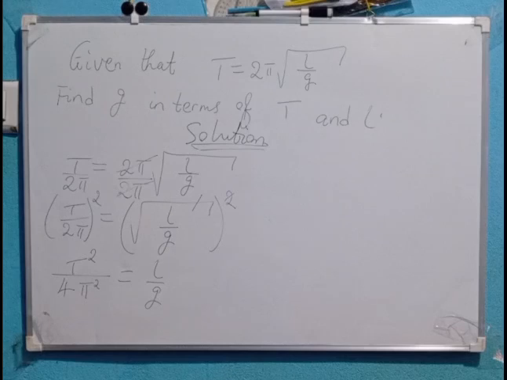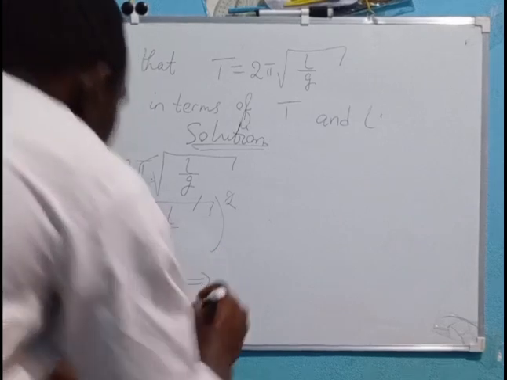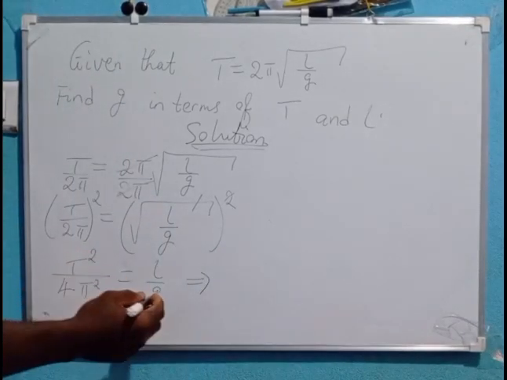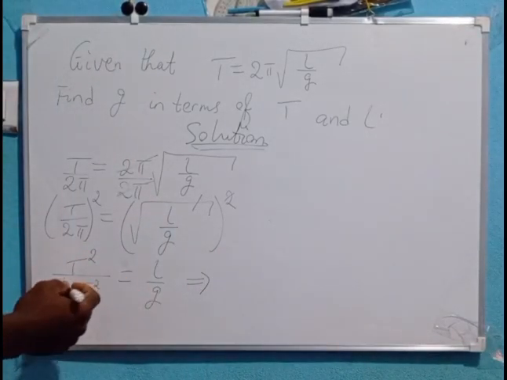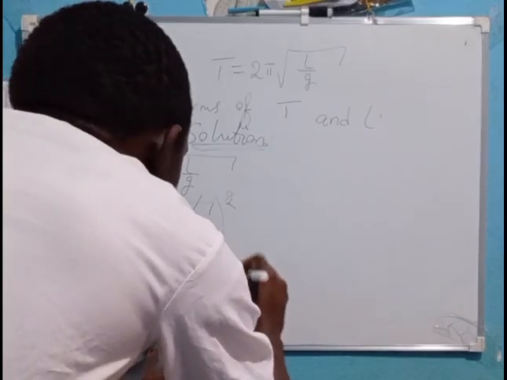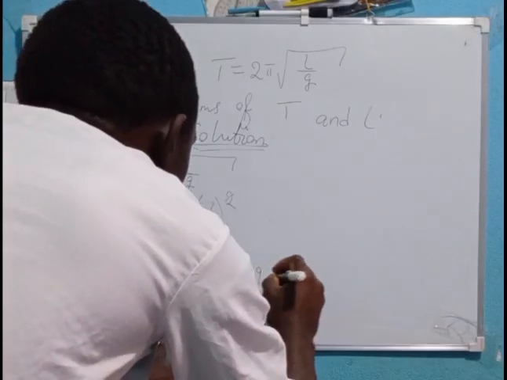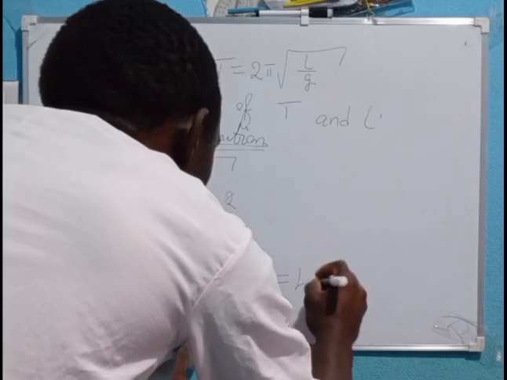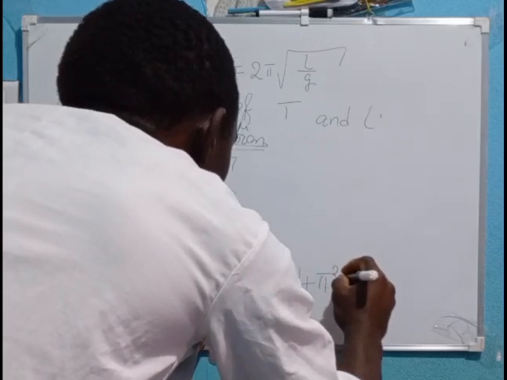At this stage, we are going to perform cross multiplication. This will imply that we are going to take T squared times G, and we equate it to 4 pi squared times L. So this will give us T squared G is equal to 4 pi squared L.